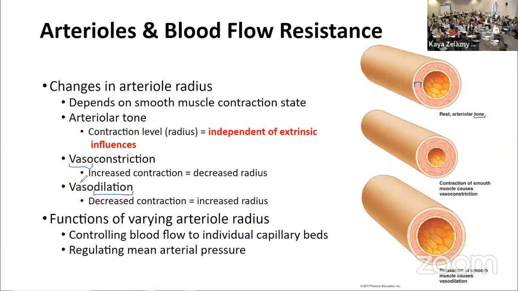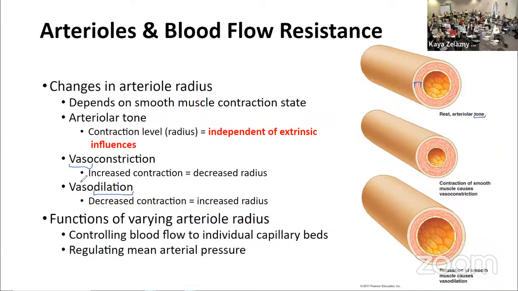And the blood still has to go somewhere. So if one little group of arterioles clamps down, constricts, that means all that blood is not going to be flowing to that capillary bed or that organ attached to those arterioles. It's going to get shunted away to some other part of the body, right? So this is how we can give different amounts of blood flow to different capillary beds, which, looking bigger, means we're going to get different amounts of blood flow to different organs, right?